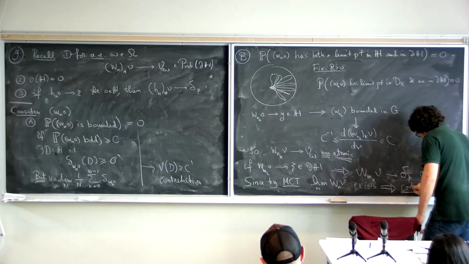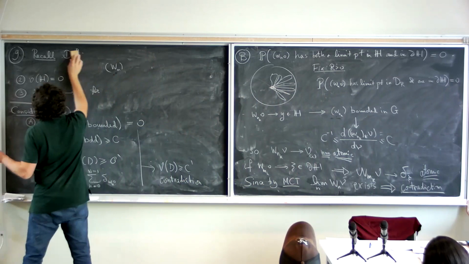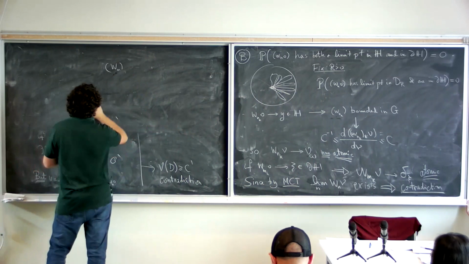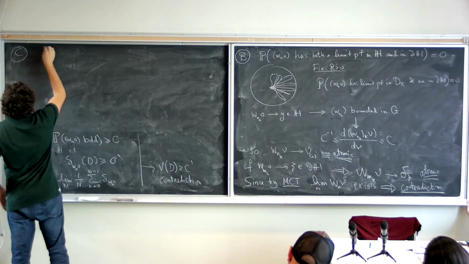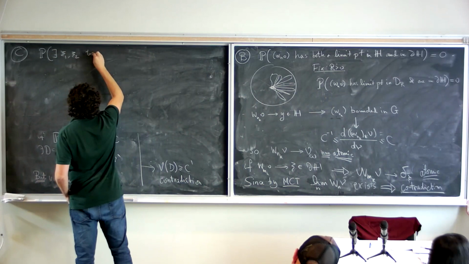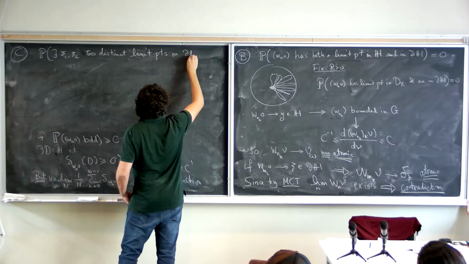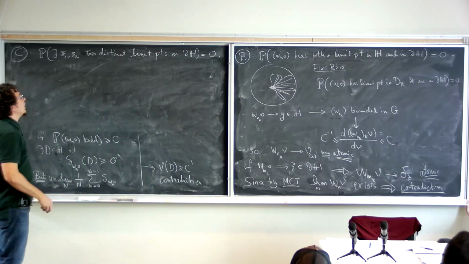And now you can kind of guess what the last case is, which is very similar. We just say, okay, what if there are two limits on the boundary? So the third case is the probability that there exist psi_1 and psi_2, two distinct limit points on the boundary. And again, we want to say this is zero. And again, how is that?